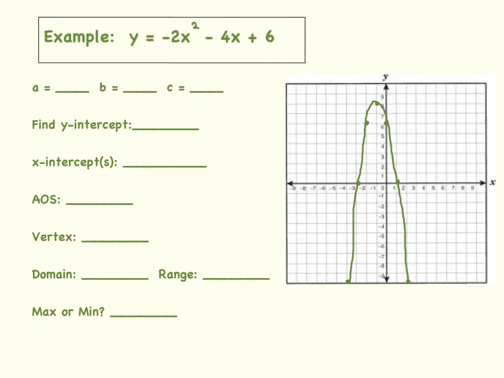At this time, go ahead and pause this lesson so that you can plot the graph that you see. And you can look at my points and just plot those points. We have the vertex up at negative 1, 8. And then on the left, I have a point that is negative 2, 6. On the right, I have one that is 0, 6.